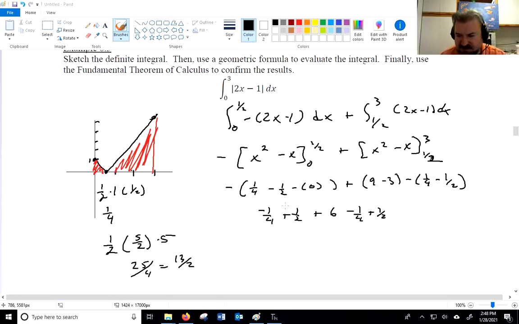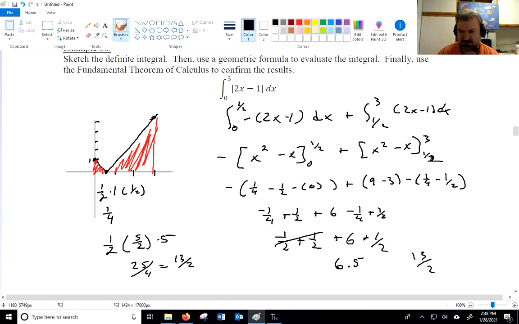Okay, well, it took me a second, but there's something wrong there. I was just doing bad addition. Negative a fourth and negative a fourth is negative a half. I was forgetting that there's two of these halves here. Plus a half, plus 6, plus a half. All right, that looks better. So those go away, and then 6 plus a half is 6.5, or 13 over 2.